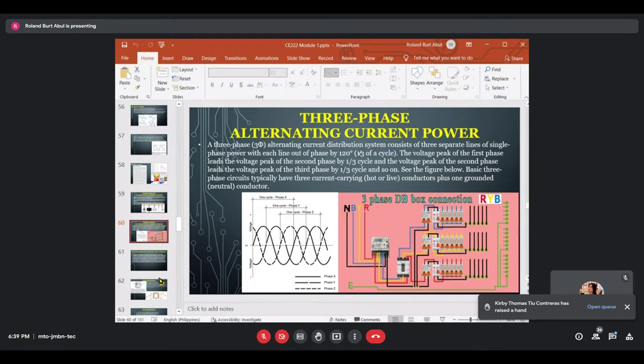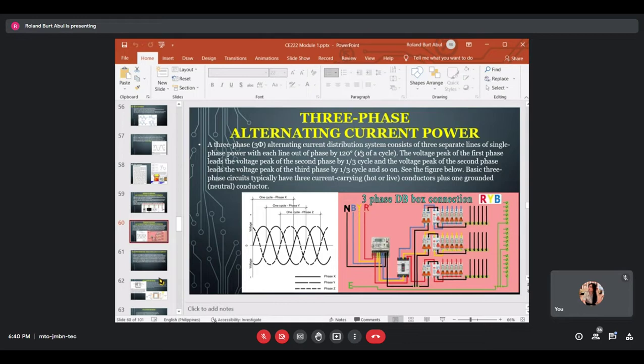Yes, Kirby. Sir, ano yung meaning ng E dira, sir? Wala siya. Earth na siya. Earth or ground na siya, Kirby. Okay, sir. Thank you, sir.